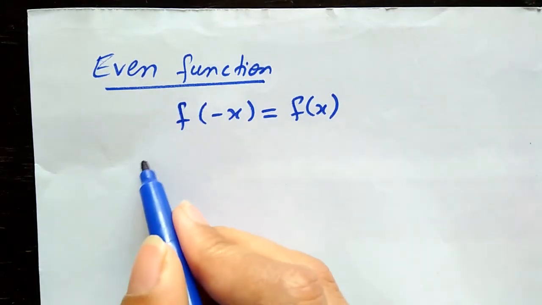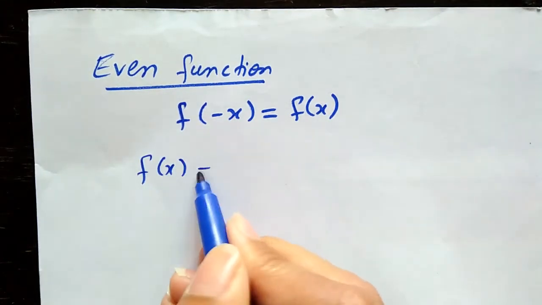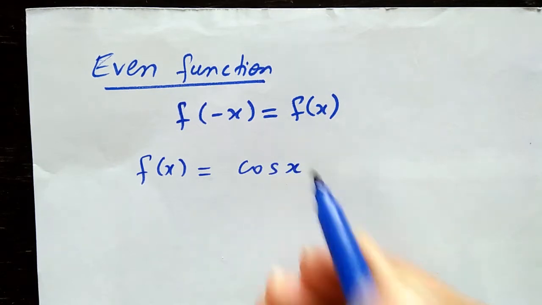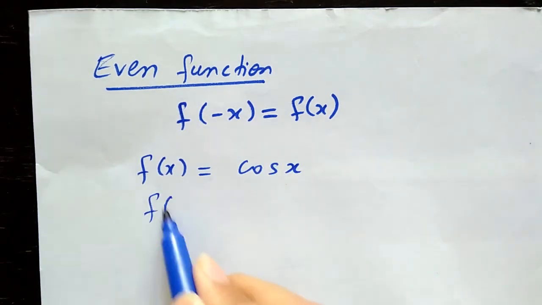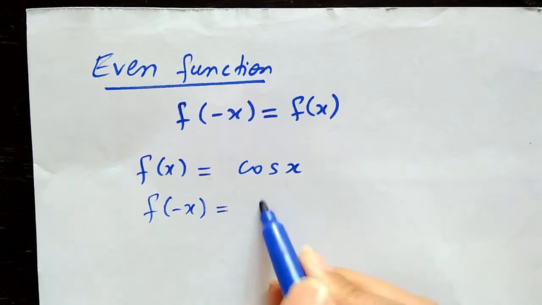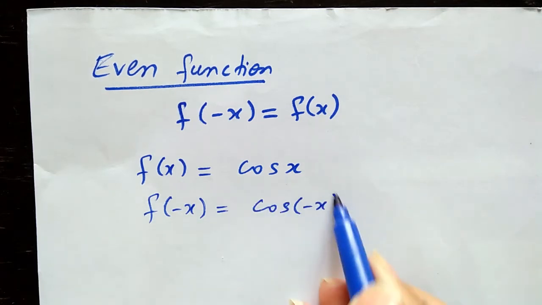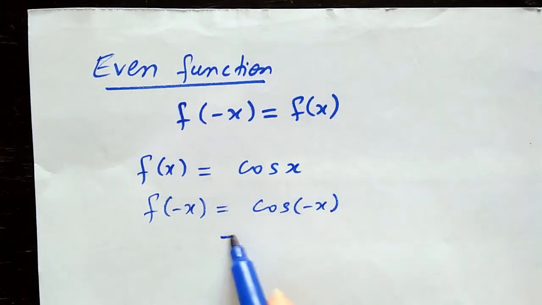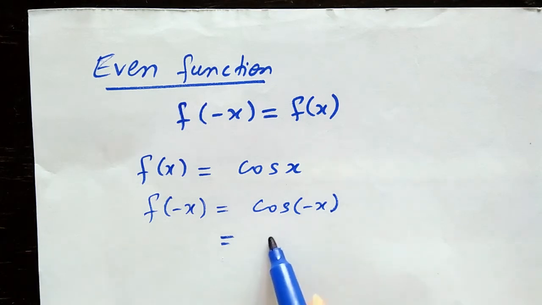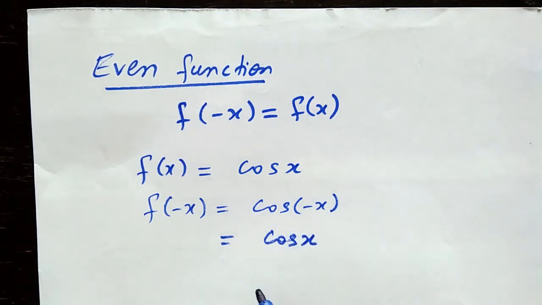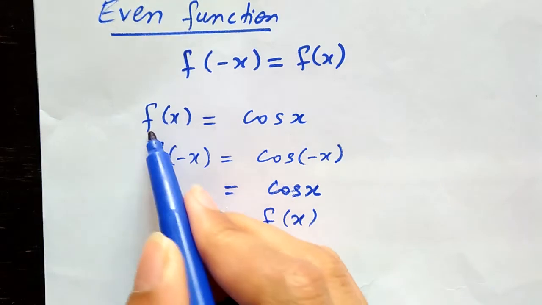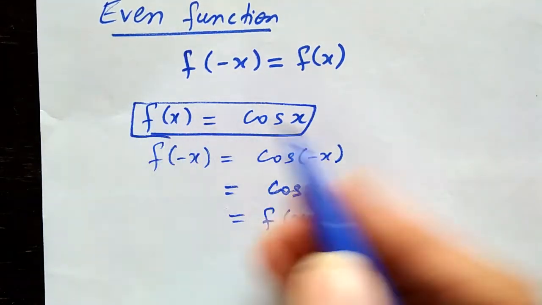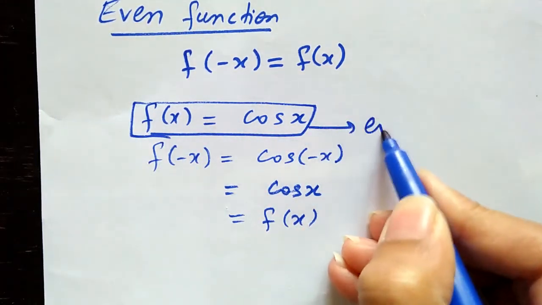For example, you have f of x equals cos of x. Then f of minus x, replace x with minus x. And you know the property of cos x, cos of minus x will be equal to cos of x. So you see f of minus x is equal to f of x. So this shows that f of x equals cos of x is an even function.